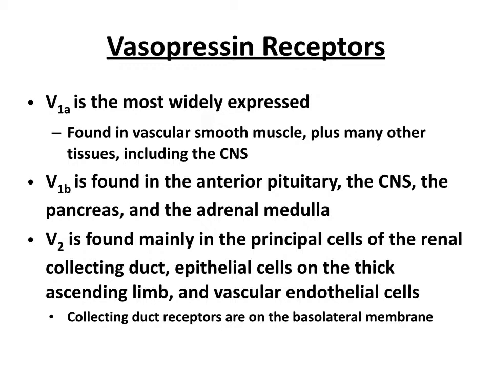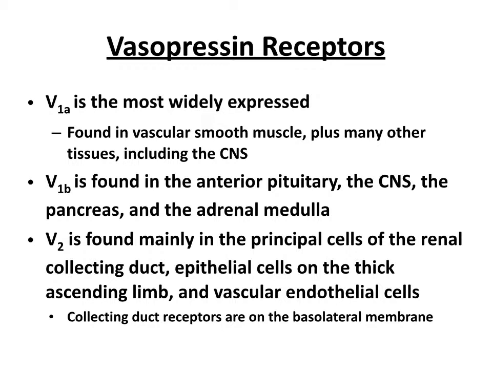Okay, V2 is the one, when you think of the vasopressin 2 receptor, you want to think of the kidney, essentially. It's mainly found in the cells of the renal collecting duct, and also on the thick ascending limb, and it is in some vascular endothelial cells as well.